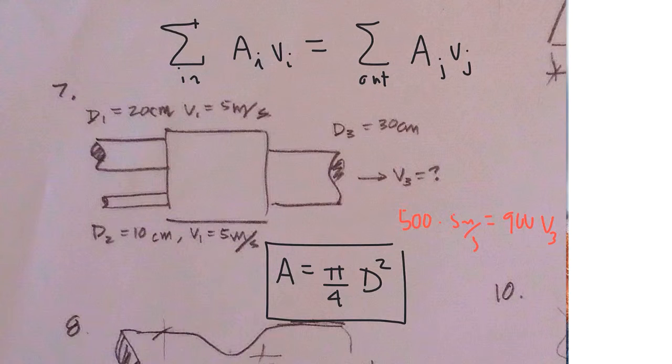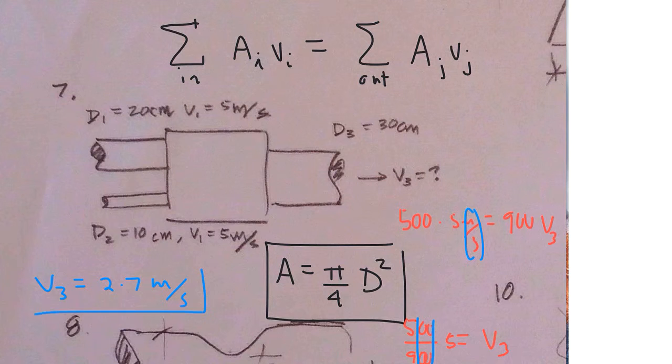So, oh, I'm solving this already. I didn't mean to. V3 equals 500 over 900 times 5, which gives me 5/9 of 5, 25 over 9. V3 is about 2, it's almost 3, so 2.7 maybe. My units are meters per second, so the velocity is equal to 2.7 meters per second. I'm doing that in my head. I should probably use a calculator.